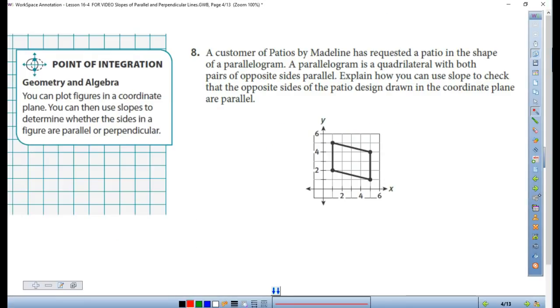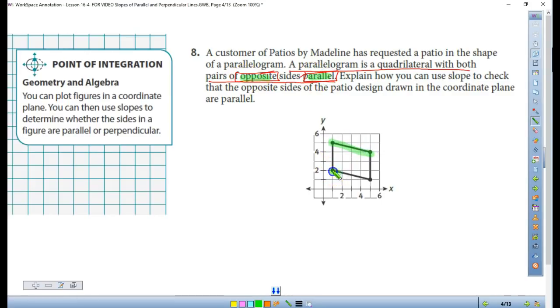A customer of Patios by Madeline has requested a patio the shape of a parallelogram. A parallelogram is a quadrilateral with both pairs of opposite sides parallel. Opposite means across from each other. Parallel means have the same slope. Explain how you can use slope to check that the opposite sides of the patio design drawn in the coordinate plane are parallel.